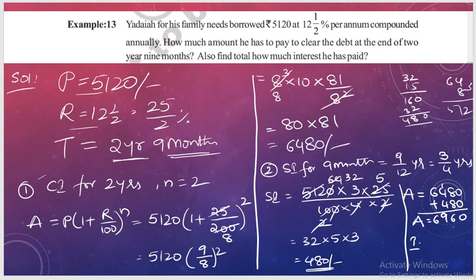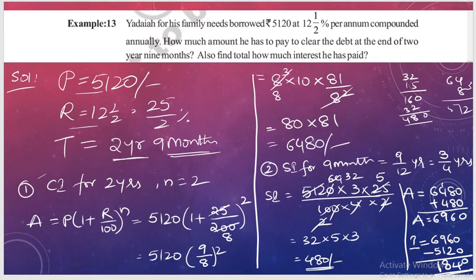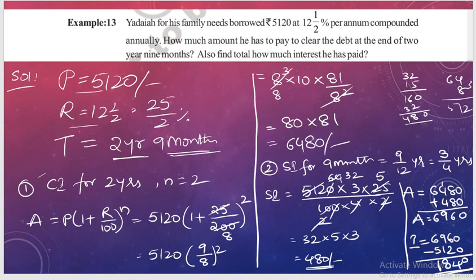If I want overall interest, overall interest is nothing but 6960 minus principal. I need to subtract the principal. Then what am I going to get? 0. 6 minus 2 is 4, 9 minus 1 is 8, 6 minus 5 is 1. So overall interest that I need to pay is 1840 rupees.